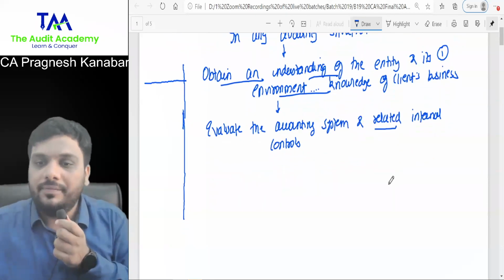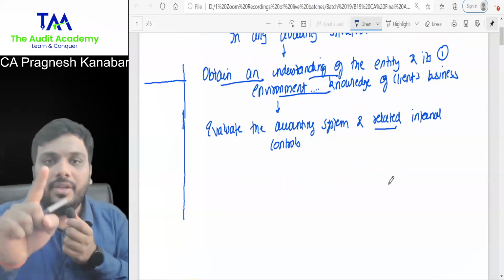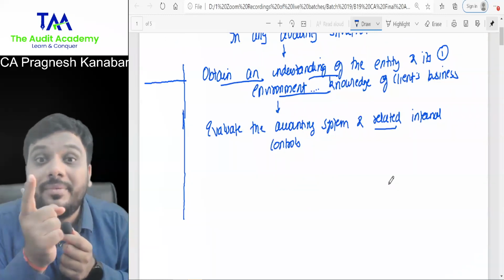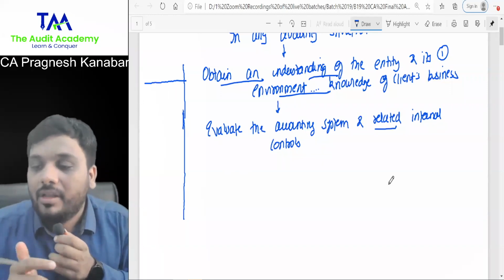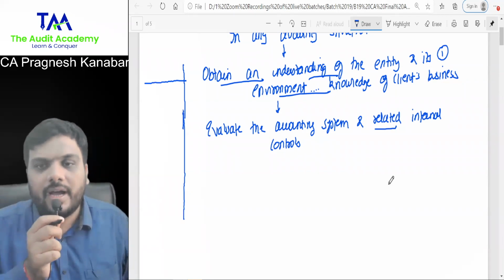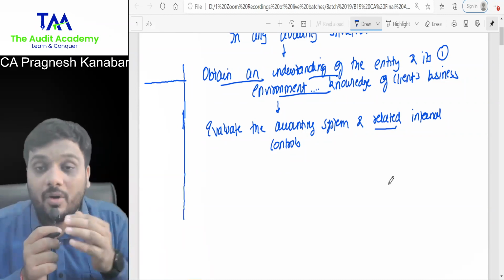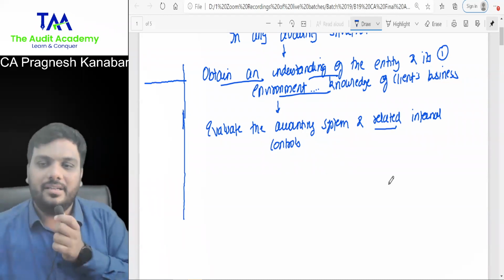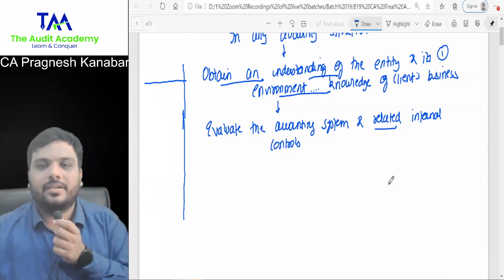So I am going to evaluate everyone from here on. We need to write this, everyone. We are going to evaluate the accounting system and related internal controls. Yes, Ishan, very good. We are worried about internal controls over financial reporting, IFCFR, very good. So we are worried about evaluating the accounting system and related internal controls. Am I clear with this? Yes, sir.